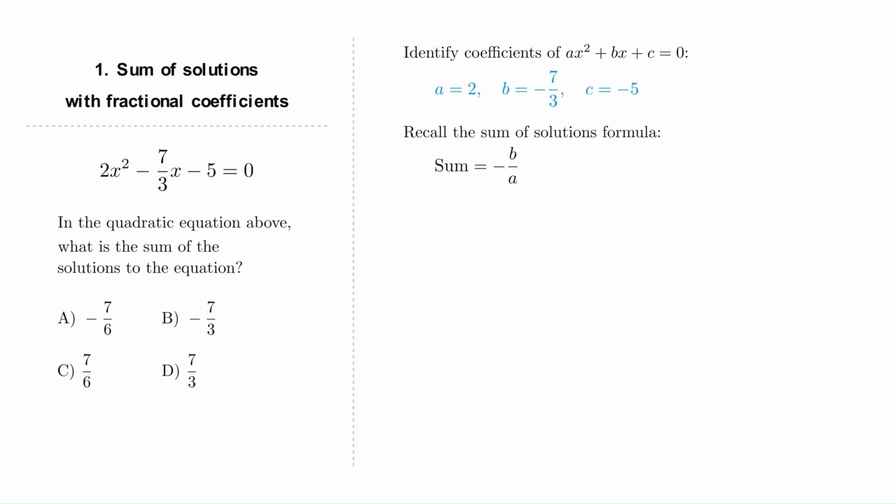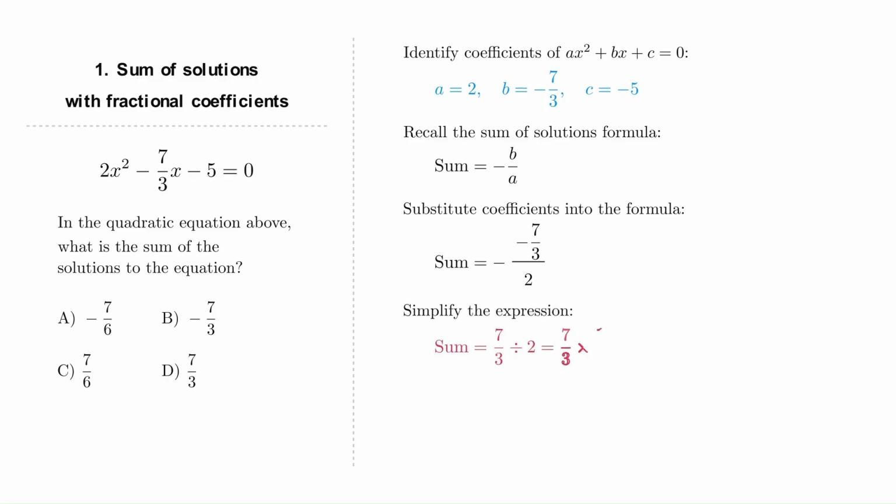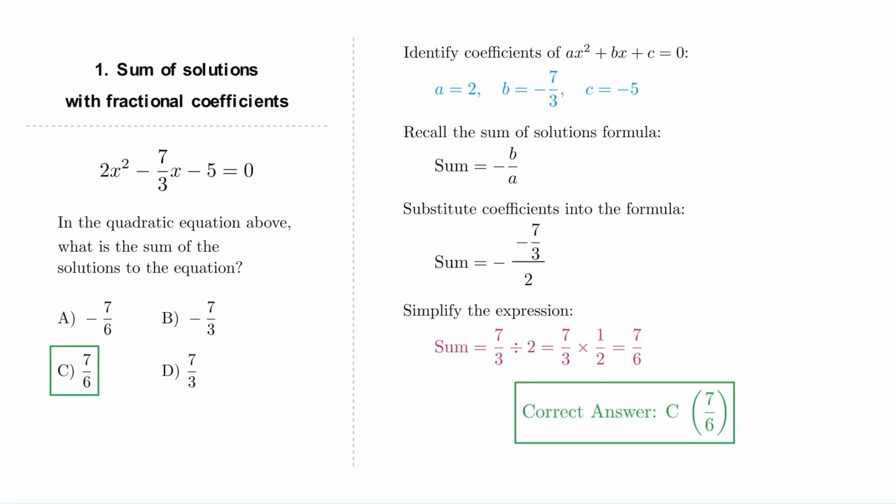Next, recall Vieta's formula for the sum of the roots, negative b over a. Now substitute the values of a and b into the formula. Simplifying, we find that the sum of the solutions is 7 over 6, so the correct answer is choice C. Notice that we found the answer without solving the quadratic equation.